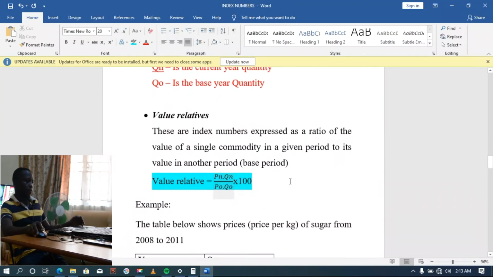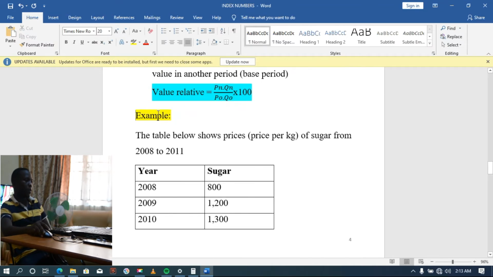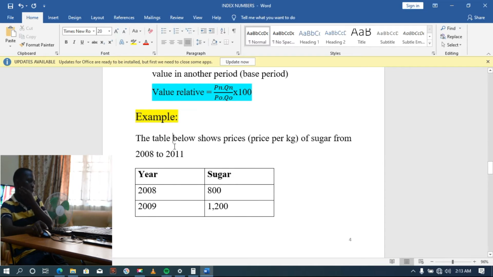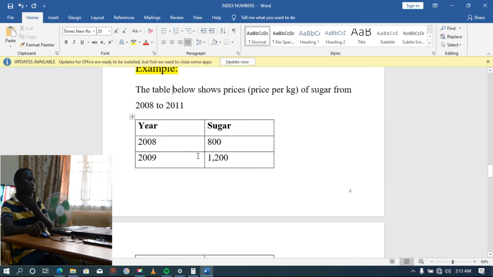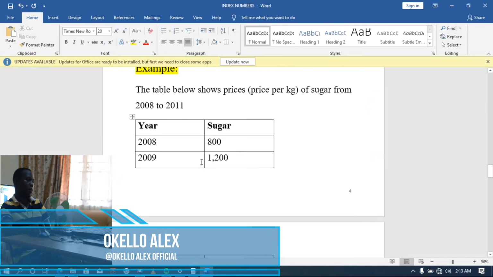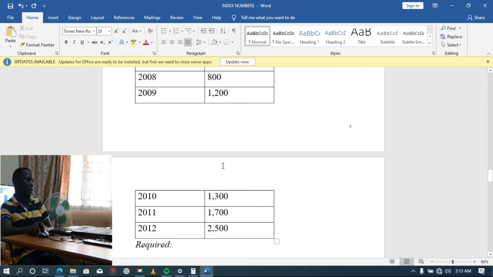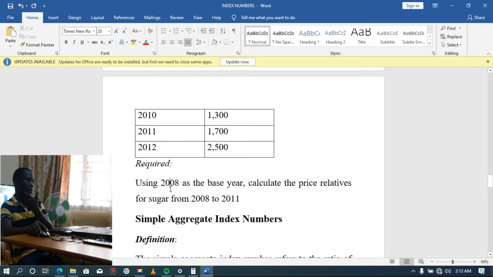So we have an example to look at. Let's try to look at an example to see how we can practically compute these index numbers. The example says the table below shows prices, that is price per kg of sugar from 2008 to 2012. So sugar is a single commodity, and we have 5 years. The question says, using 2008 as the base year, calculate the price relatives for sugar from 2008 to 2012.